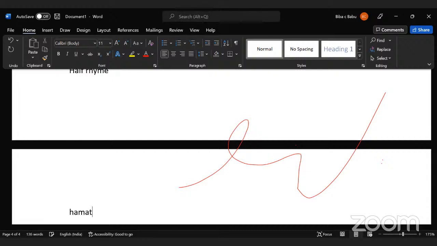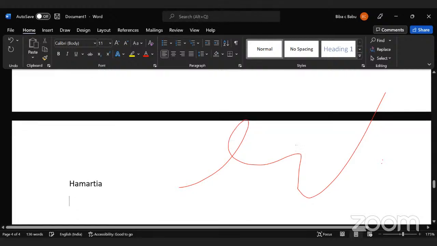Next is hamartia. You will come across hamartia again because it's a very important word. It is the tragic flaw. There's a weakness in the character. The weakness, the tragic flaw of the protagonist, is called hamartia, and this hamartia leads to the downfall of the character. It usually comes in tragedy. That is hamartia.